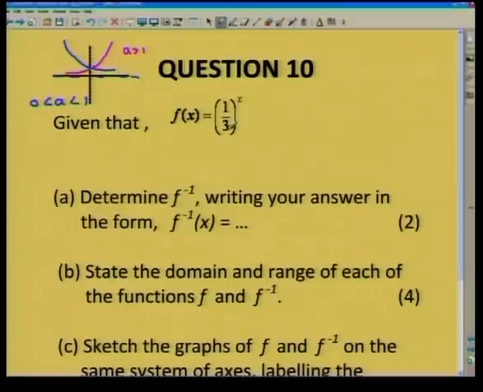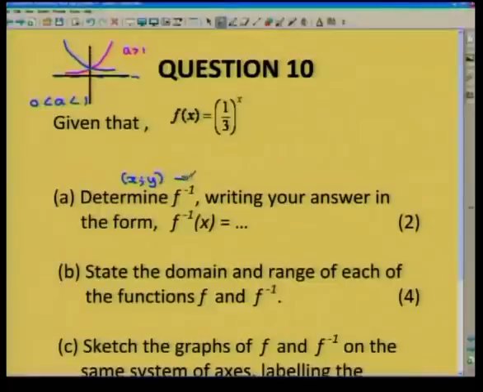So let's go here. We know that this is a third to the x. If it's a third to the x, we know it's going to be a decreasing function. So it's going to be like my blue version of this particular thing. Now it says determine f to the minus 1, writing your answer in that form. Good news is they haven't asked me to draw it yet. They probably are going to, but not yet. So all we're going to do is use our basics of how we deal with an inverse. And we know if we deal with an inverse, xy becomes yx.